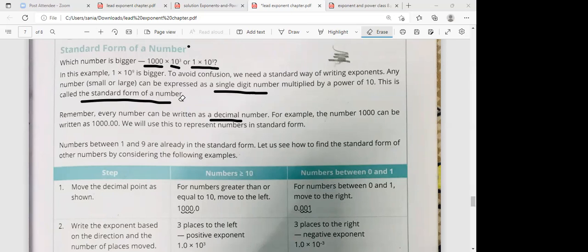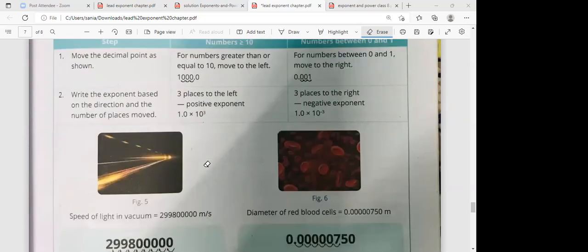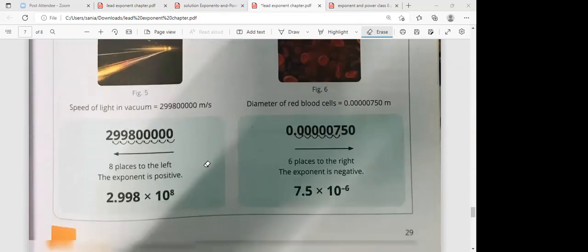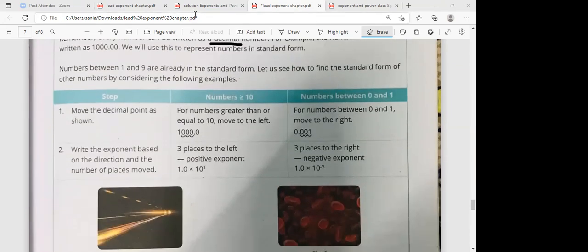Okay. Now you will make this table. Steps, number, and number between 0 and 1. After that, right now, just remember these things. If it is greater than or equal to 10, you are going to move left, and over here you are going to move right. And plus, how you are going to put the powers, right? After that, I'll tell you how you will solve the question. Once you solve the question, you will get more clarity. Okay.